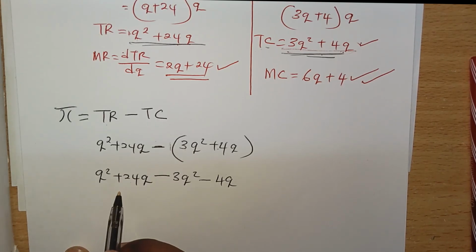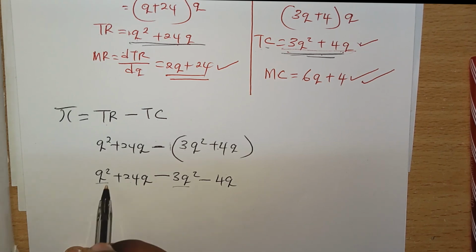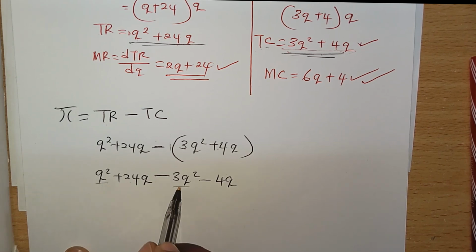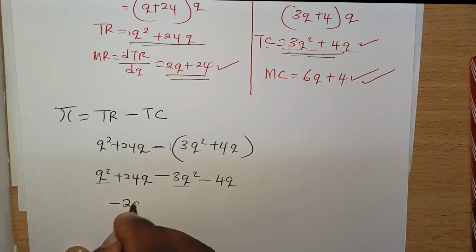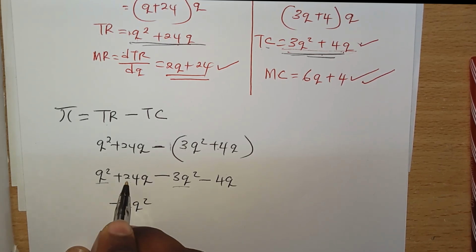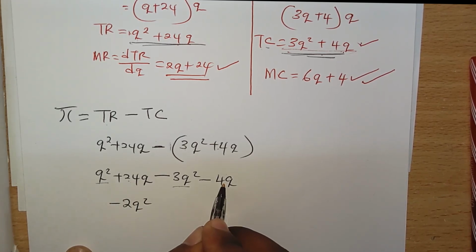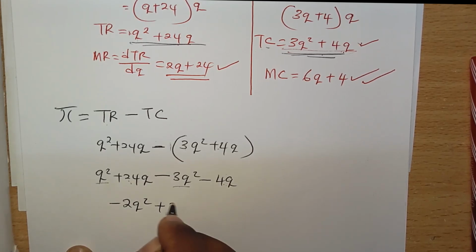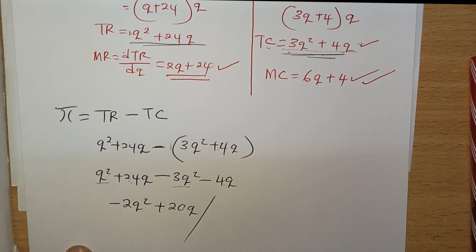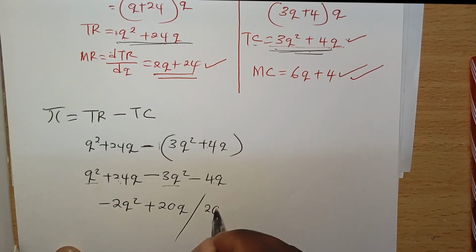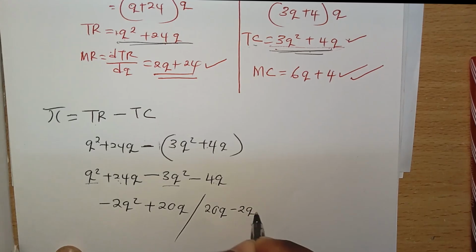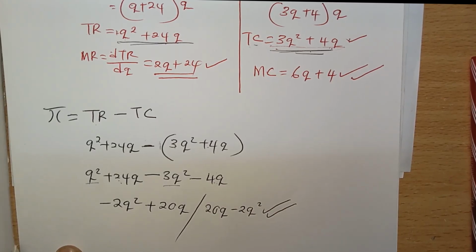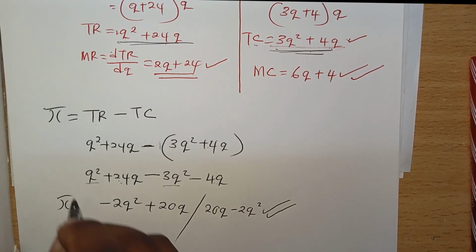So we put the like terms together. We have q squared, and then here we have q squared. So q squared minus 3q squared will give you negative 2q squared. And then we have positive 24q minus 4q, which will give you plus 20q. It is the same as writing 20q minus 2q squared. So this is the profit function.